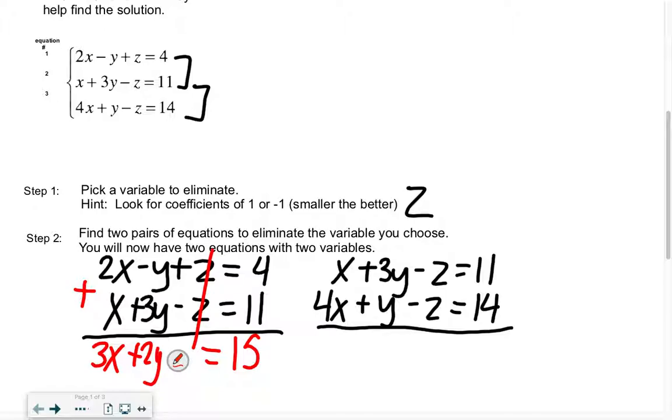So with this one, am I adding or subtracting to cancel z? Make sure we cancel the same variable. Subtracting, good. So if I have x minus 4x, I have how much x? 3x. 3y minus y. Negative 3x. You're right, my bad. Negative 3x, sorry. Plus 2y. What happens with my z's? Cancel. And then 11 minus 14, negative 3.